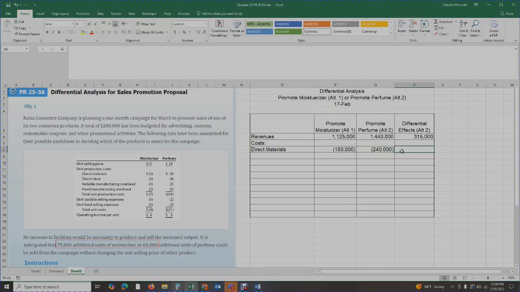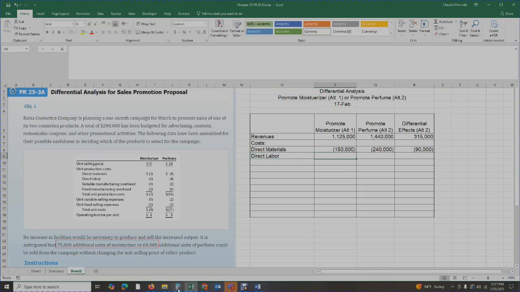So now we're going to get option 2 minus option 1. Okay, so that's going to give me, if I go with option 2, it's going to cost me $90,000 more than option 1, which is bad. We have extra costs here. We're going to repeat the same thing, but now we're going to do labor.